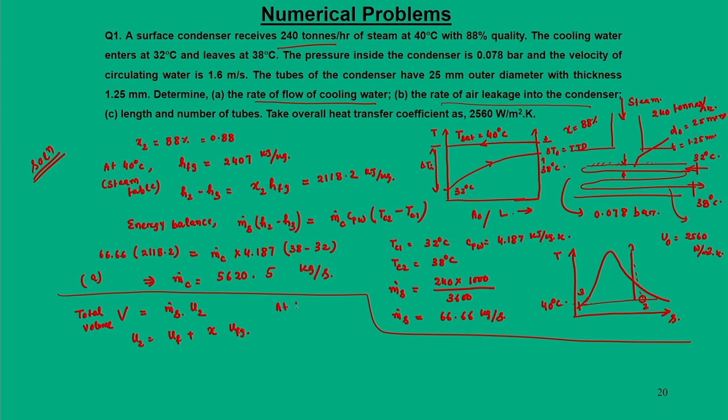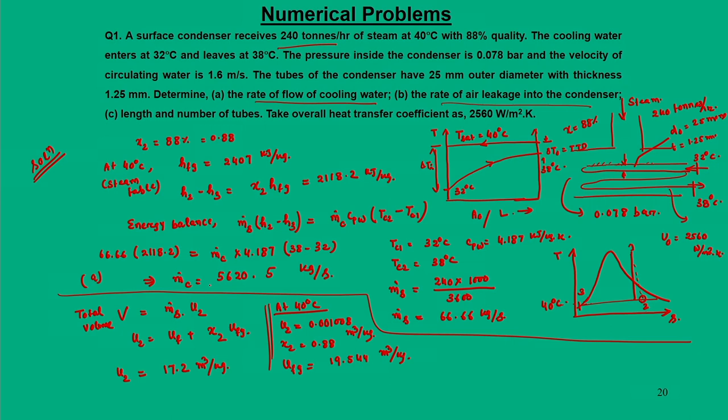Now, here we require the specific volume of the steam, that is V2 is equal to Vf plus X times Vfg. At 40 degree centigrade, we can calculate V2. Vf is 0.001008 meter cube per kg, x2 is 0.88, and Vfg is equal to 19.544 meter cube per kg. This data we get from the steam table. So, from this we can calculate V2 is equal to 17.2 meter cube per kg.